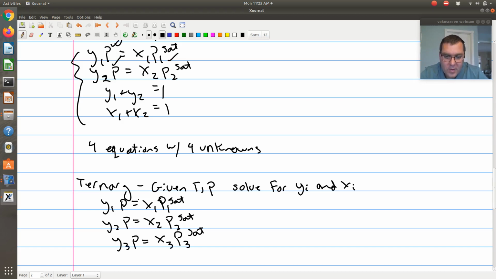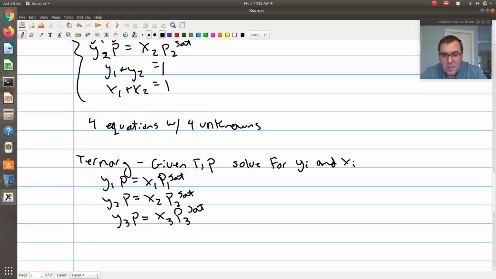If I look at this as is, if I know temperature, then P1 sat, P2 sat, and P3 sat are known. I calculate those, say, via an Antoine equation. P is known. So right now I have three equations with six unknowns: y1, y2, y3, x1, x2, x3.